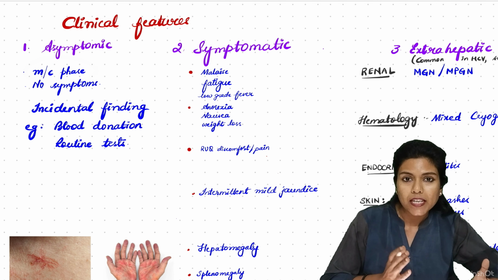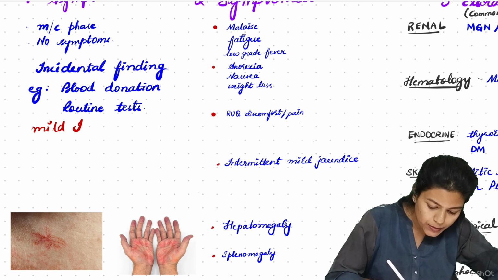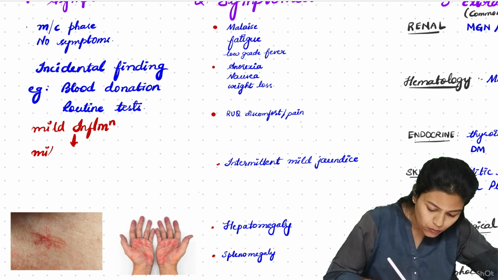Why is it asymptomatic? Here initially there is only mild inflammation of the liver. Mild inflammation means there will be only mild hepatocellular dysfunction. So there are no systemic manifestations, because of which there are no symptoms. No systemic manifestations means no symptoms in the patient. Therefore, it is asymptomatic and it is only an incidental finding.